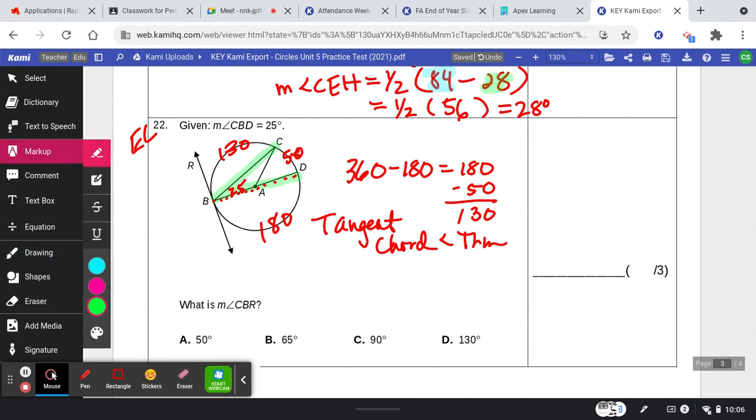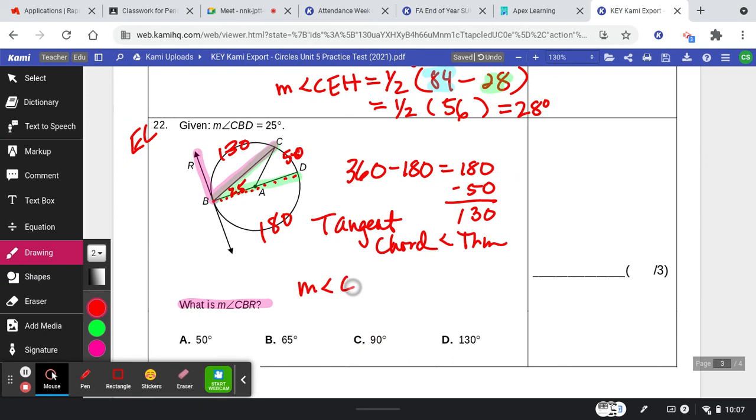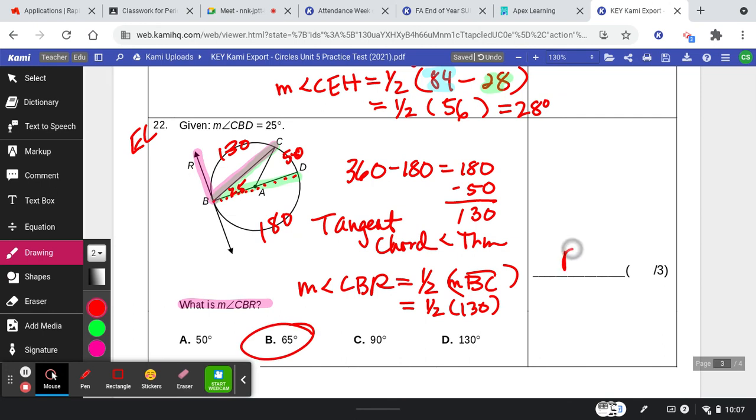So to find this guy right here, I'm going to use this formula. So the measure of angle CBR is half of that intercepted arc. It's just like inscribed angle theorem. It's kind of like a sideways inscribed angle. I look at it like that. So half of 130 is 65.